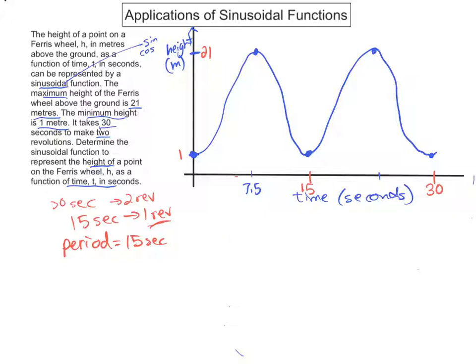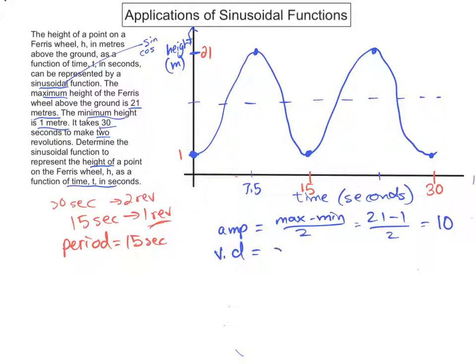Okay, from there, we'll be able to get our amplitude, which is the max minus the min divided by 2. So that's going to be 21 minus 1 divided by 2, which is going to be 10. We can get our vertical displacement. I like to do that one next because it's the midline basically, and it's very similar to amplitude. It will be max plus min divided by 2. So 21 plus 1 divided by 2, and that's going to be 11. Okay, so that midline is happening at 11.